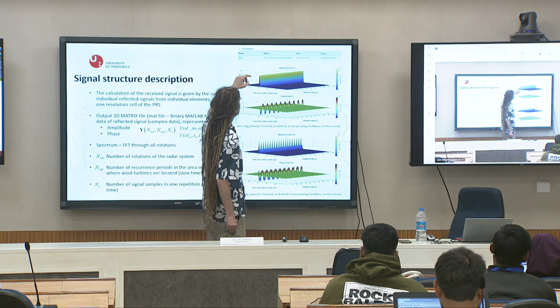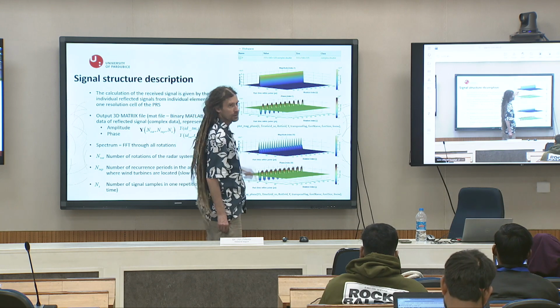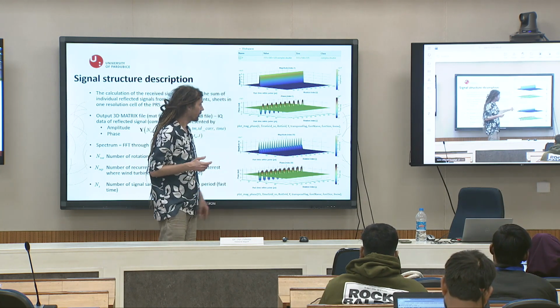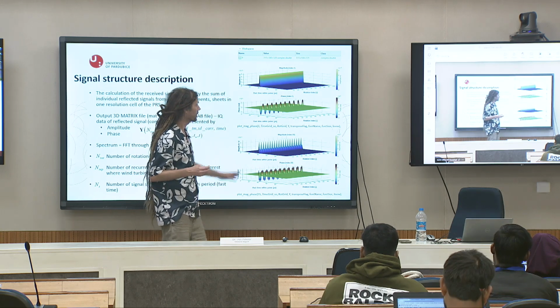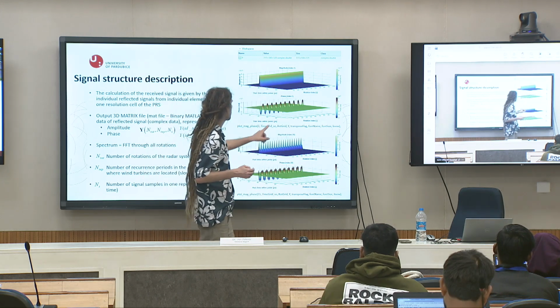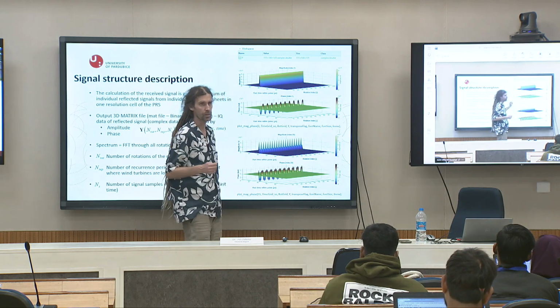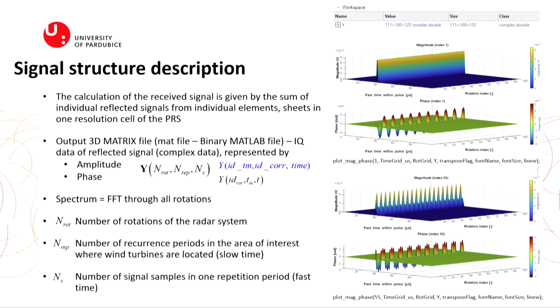What do you think this is? Tower, exactly. 1, 2, 3, and this is phase. There is rotation index, fast time, and phase magnitude and phase. It is like an example: first, second, third blade.